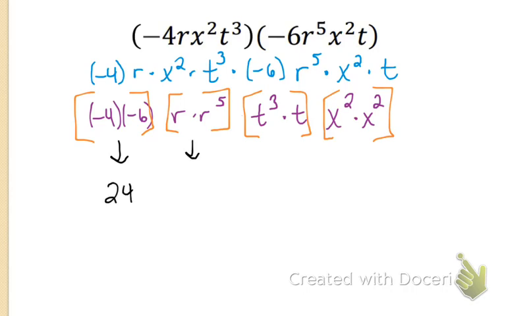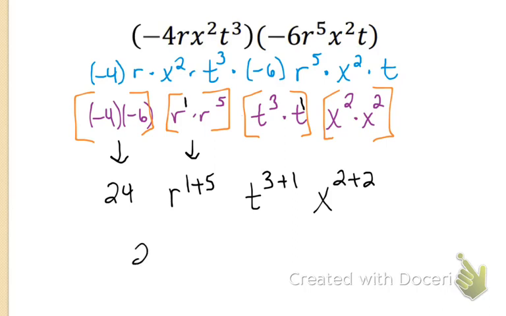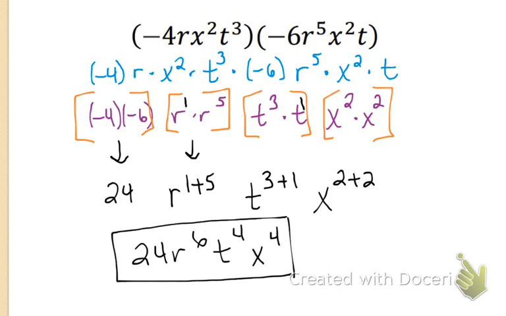Here, well, this r has a power of 1, and it's multiplying r to the 5th, and I just learned a property that says that I can add their exponents. Same thing for my t's. This t has a power of 1, so that is 3 plus 1, and same thing for the x's. I can add them. Now I can truly write my answer in simplified form by adding the exponents. And this is our simplified answer.